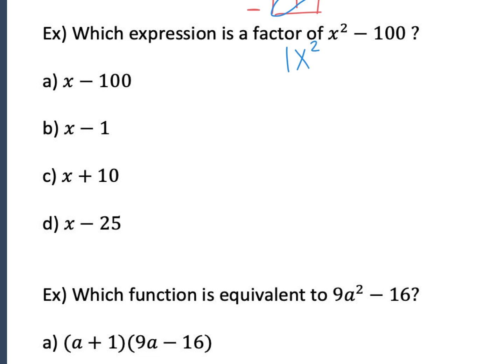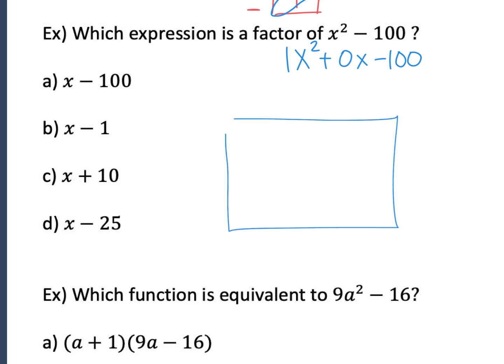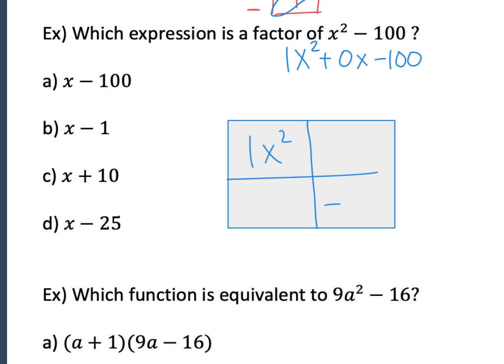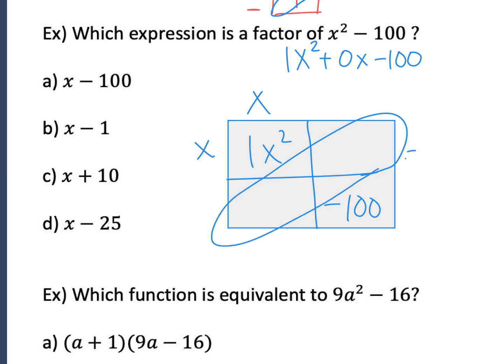1x squared. Okay, so what do we write if I have plus something x minus 100? How do I show that there's nothing there? What number do I put? I put 0, yeah. So you can still do your box here. You can set it up. 1x squared minus 100. We know this is x and x because it's x squared. And I know that this needs to equal 0.